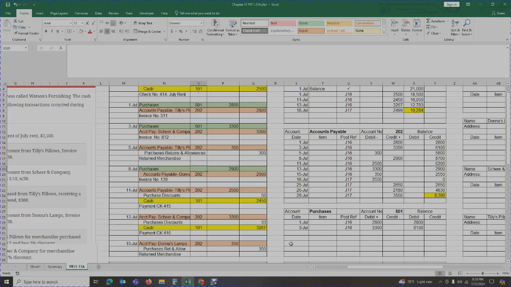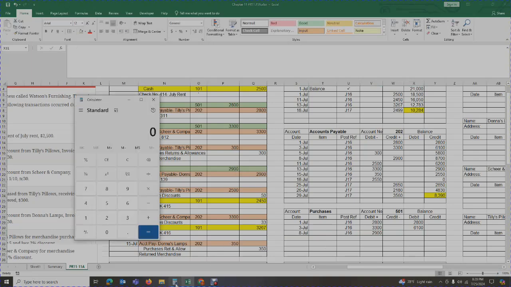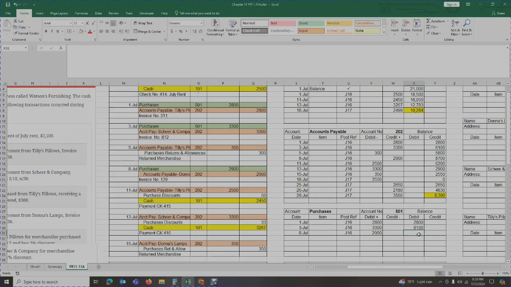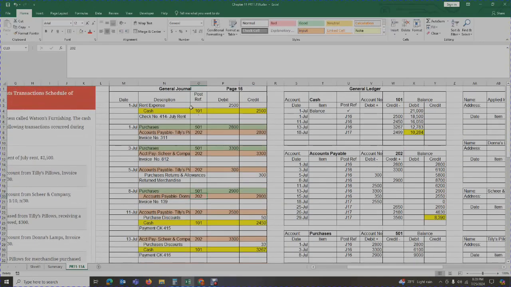Okay. We're going to jump over to July the 8th. July the 8th is Journal 16 and we've got a purchase of $2,900. Okay. So they're all debits, so that means that we're going to add them together. $6,100 plus $2,900. That gives me $9,000 debit. Okay. I'm going to go back and I'm going to enter account number 501 over here on my journal. Okay. So those are the 3 transactions that I have on page 16 of my journal.